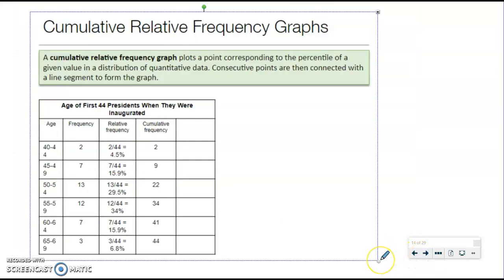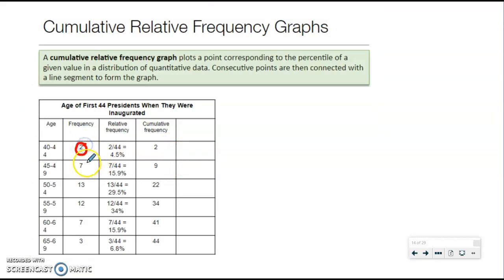Now from there, what I'm really trying to do is find their cumulative frequency. The cumulative frequency is me taking 2 plus 7 to get 9. If I take 9 plus 13, that gets me 22, and so on and so forth. If I look at 50 to 54, I know that 22 presidents are at or lower than that range of age. So 22 fall at or below 50 to 54.